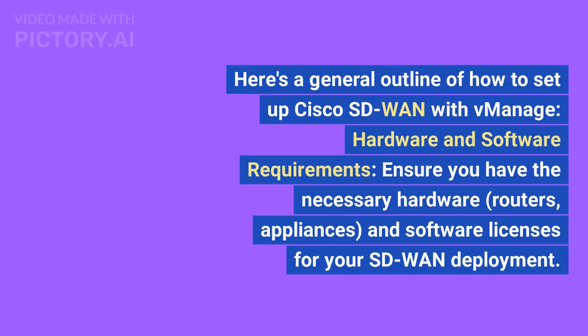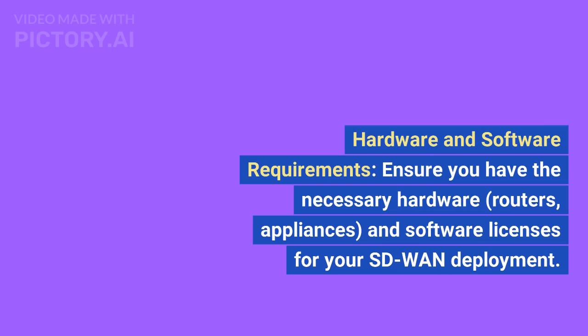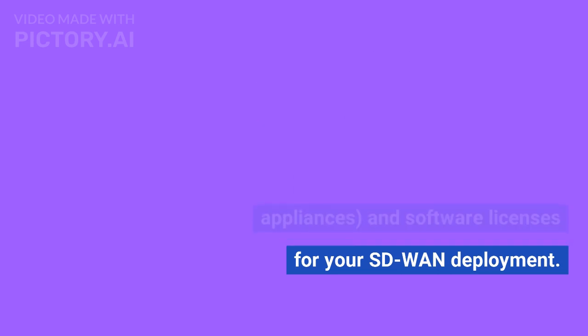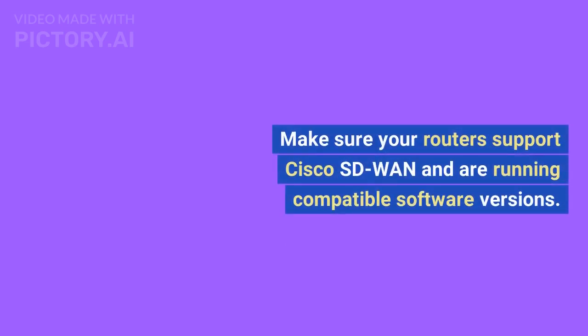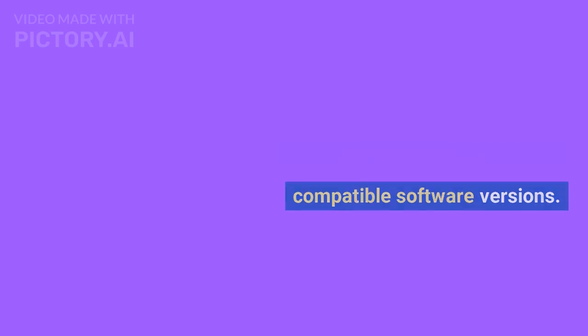Hardware and software requirements. Ensure you have the necessary hardware, routers, appliances, and software licenses for your SD-WAN deployment. Make sure your routers support Cisco SD-WAN and are running compatible software versions.